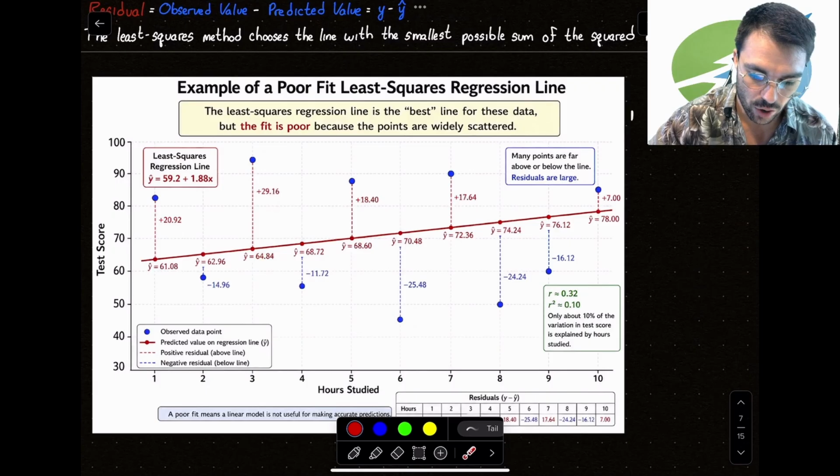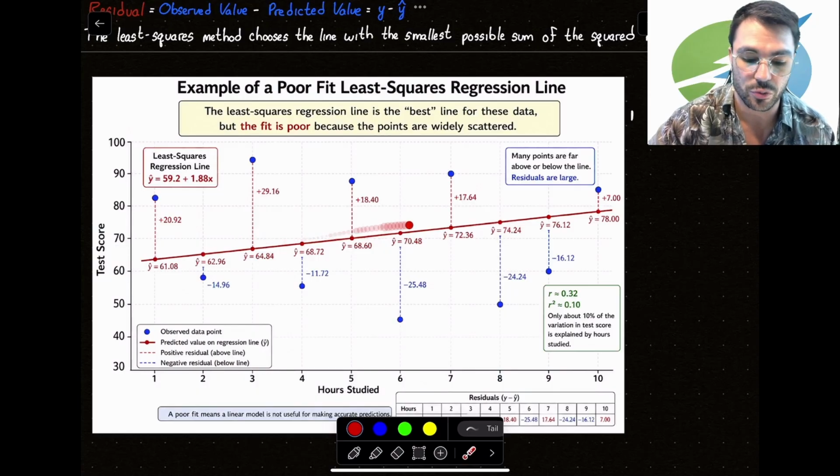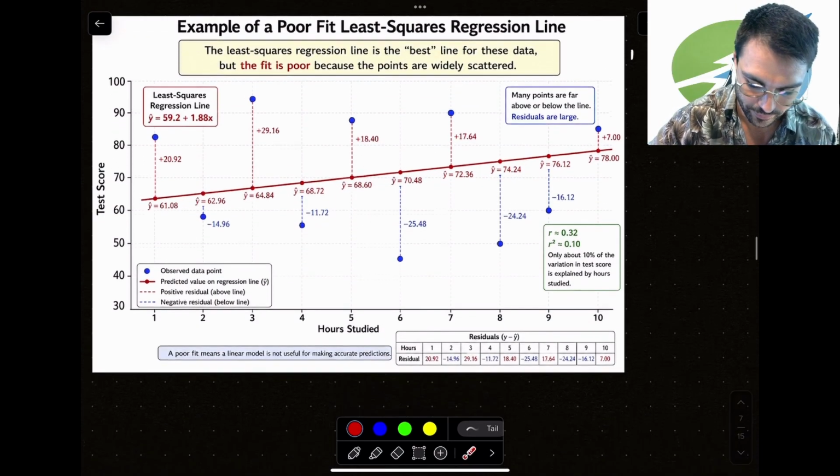For a poor fit, our residual lines are much, much greater. They're much more obvious to see here. You know, this one, the difference is 18. This one, negative 25, only negative because it's in the down direction. But the residuals are much more obvious with a poor fit least squares regression line.